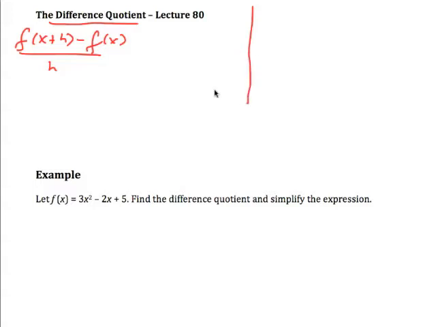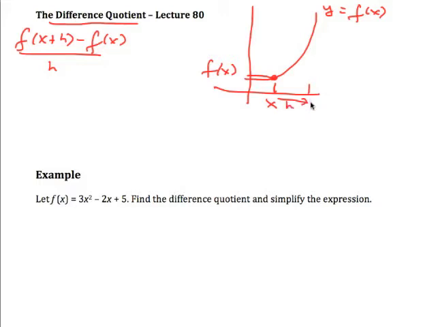Well, let's suppose I have a curve and I have a value of x here. So of course across here we have f of x here. So this is y equals f of x as the function. Then let's suppose I move across from x a distance of h. Then this point here will be x plus h. And so if I go up here, then this is the value here, f of x plus h. That's the y value.